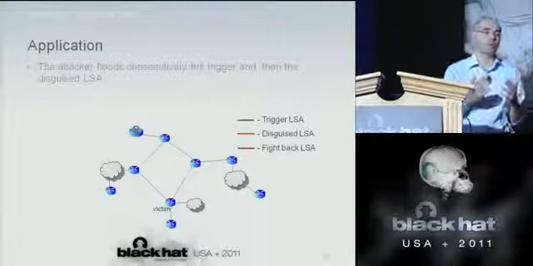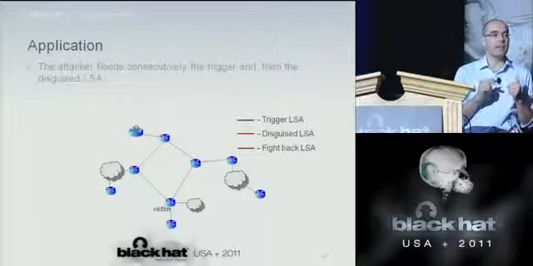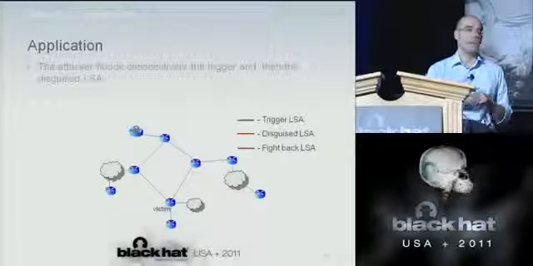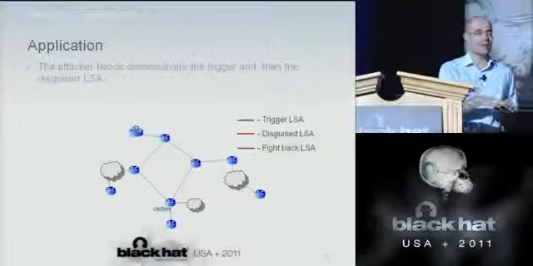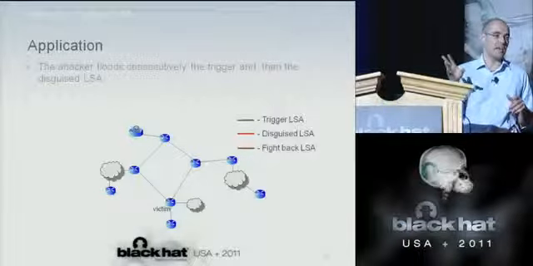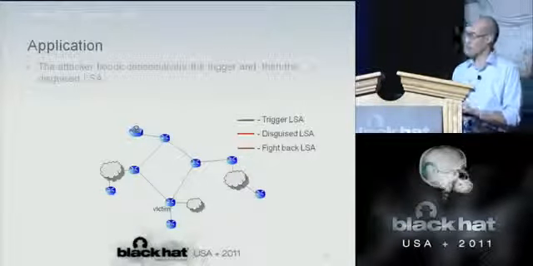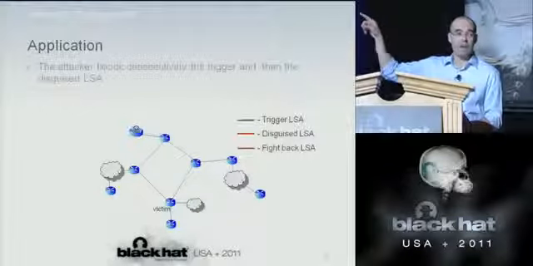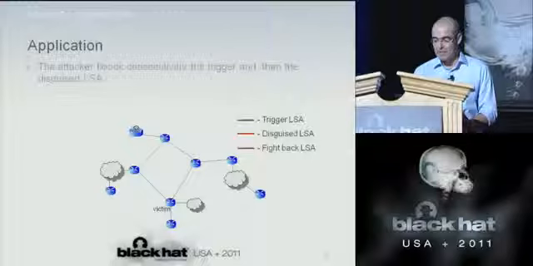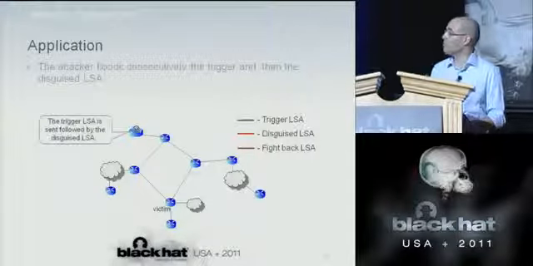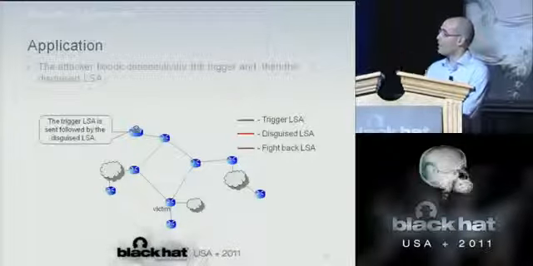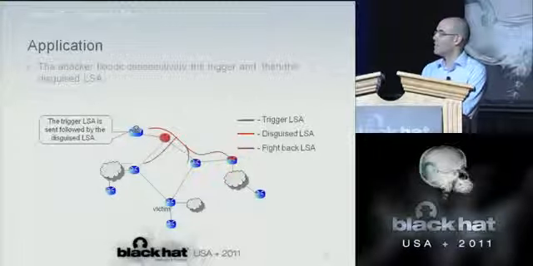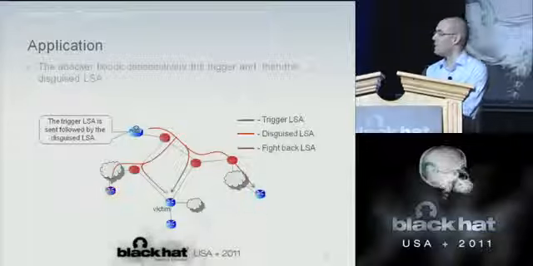The attacker will flood the trigger LSA, and after it will flood the disguised LSA on its local link. It will not send it unicastly, but just on its local link. So notice that the trigger LSA will be marked in black, and the disguised LSA will be marked in red. So here it goes. The attacker will trigger now the 2 LSAs. Here you see the trigger, and then after it, the disguised LSA.